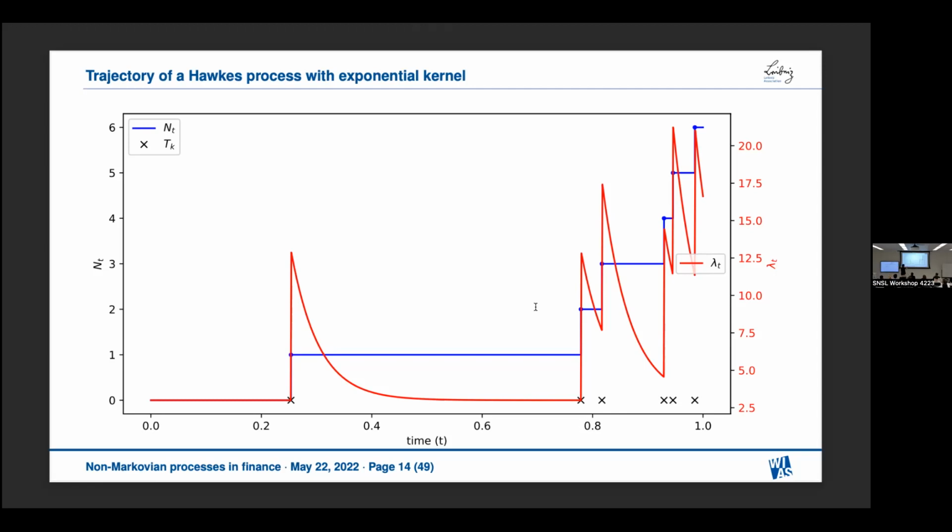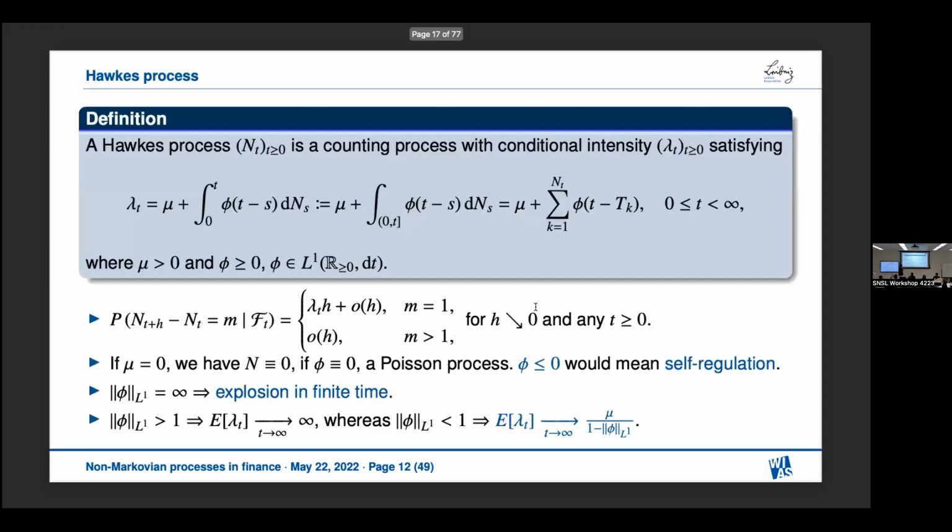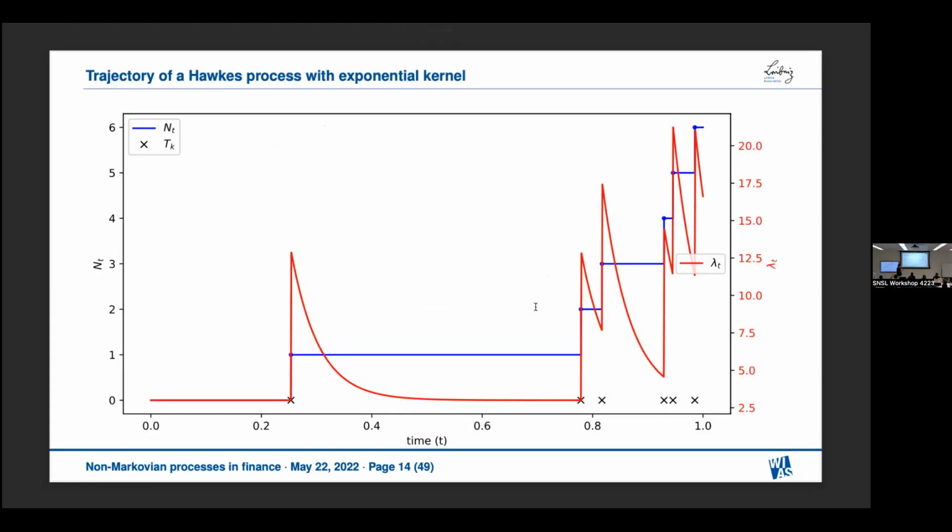And you see it very well. First of all, if you look at the red scale on the right-hand side, you see that this lower level is something like 3. This is the baseline intensity, the mu. That's the baseline intensity, right? And at some point, a jump happens. Until now, we have a homogeneous Poisson process. Nothing happened yet. And when the jump happens, the intensity shoots up, but then exponentially fast, because I'm using the exponential kernel, it goes down again. And in this case, this jump did not trigger any new jumps.